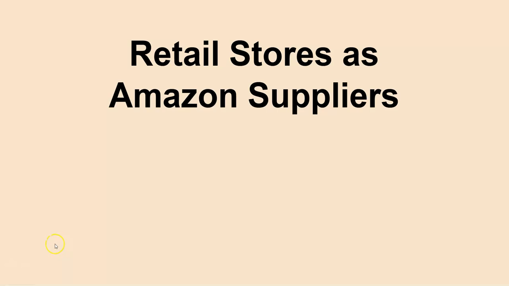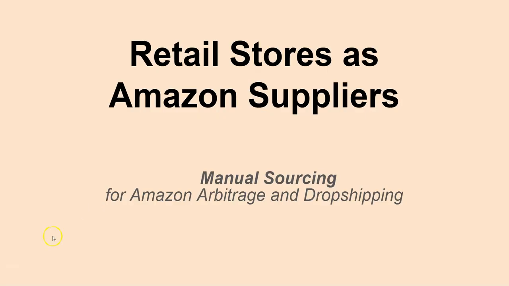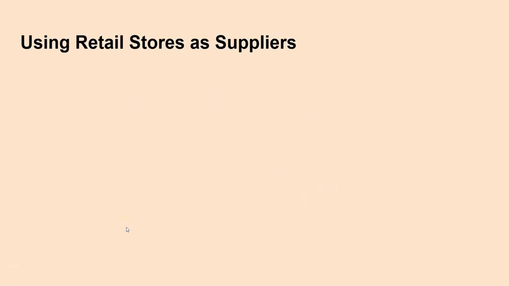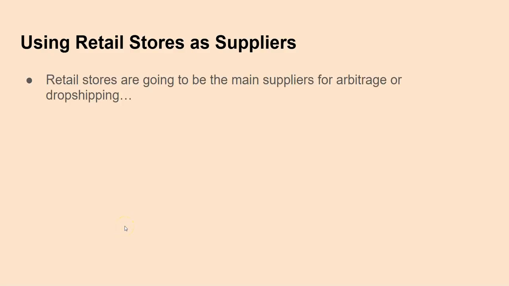In this segment, I'm going to discuss using retail stores as Amazon suppliers, and this is part of a course in manual sourcing for Amazon arbitrage and dropshipping. And first of all, using retail stores as suppliers. Retail stores are going to be the main suppliers for arbitrage or dropshipping.